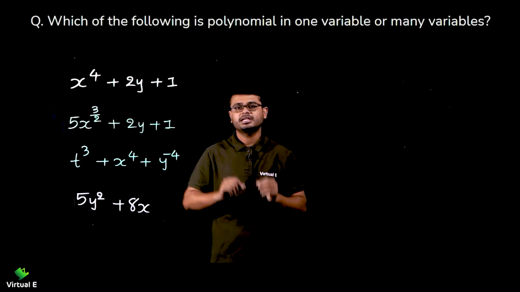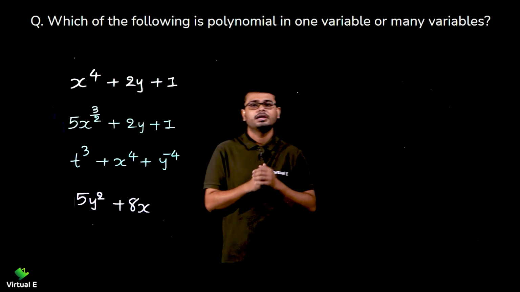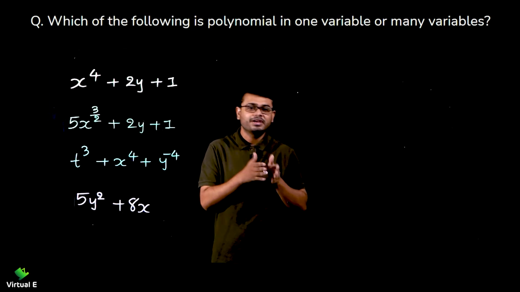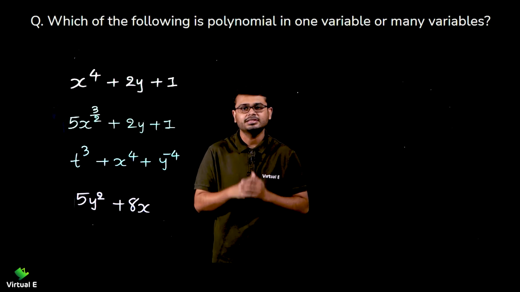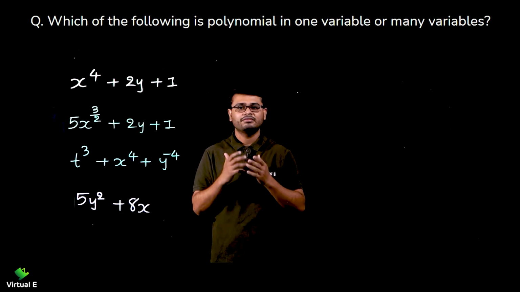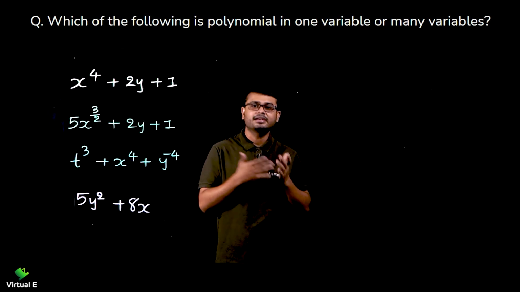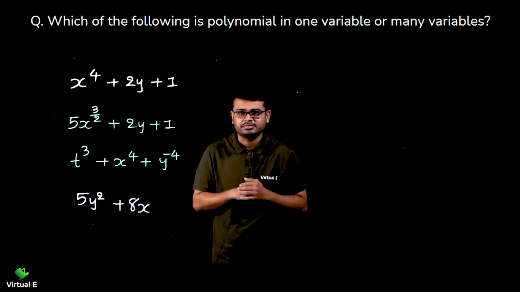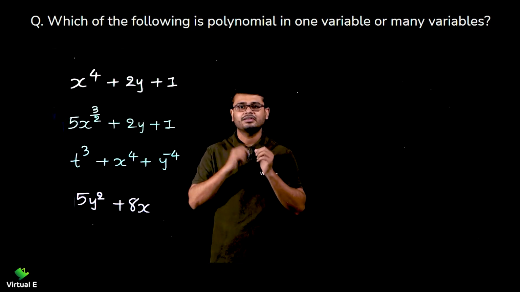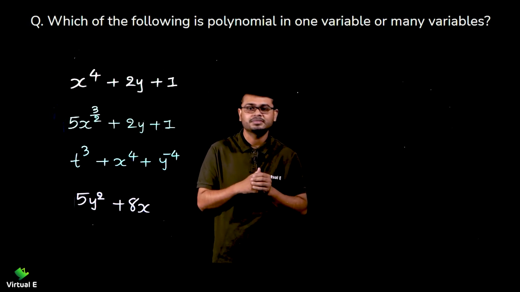So far we discussed the condition to be a polynomial. Now let's discuss polynomial in one variable or more than one variable. It is possible that you can have more than one variable at a time: x, y, z, a, b, c, anything is possible. So first of all, let's start with the polynomial in many variables.